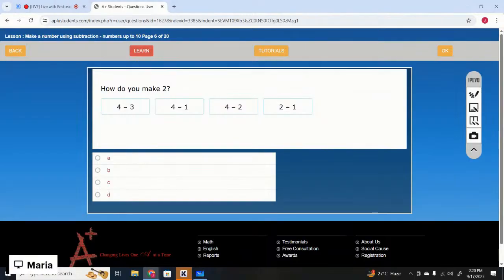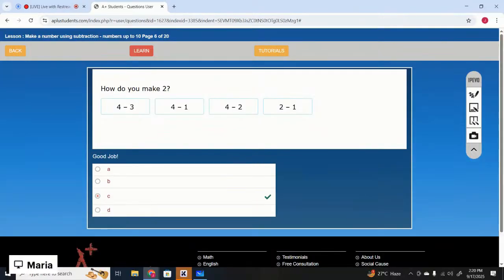How do you make 2? That is option C. 4 take away 2 makes 2. Option C is the correct option.